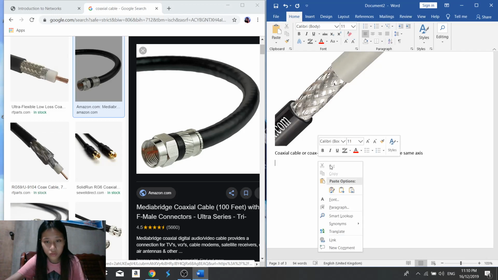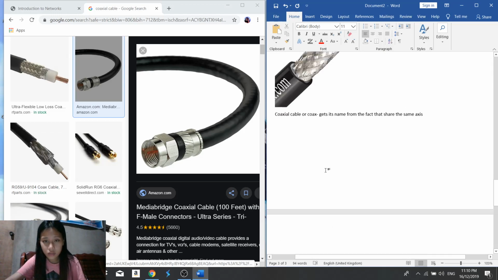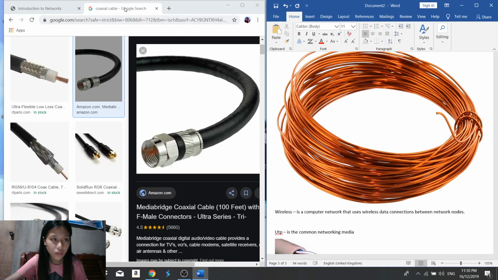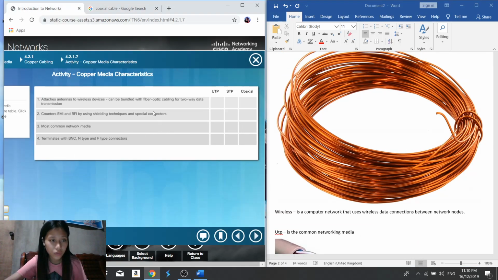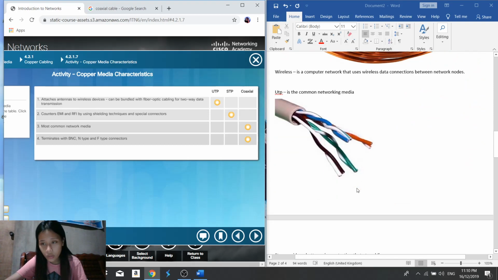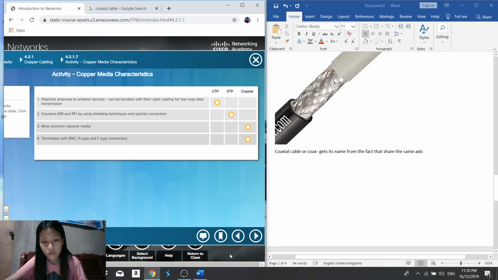So by this you can now answer this one. Attaches antennas to wireless devices, can be bundled with fiber optic cabling for two-way data transmission, which is the UTP. Counters EMI and RFI by using shielding techniques and special connectors, which is the STP. The most common network media, which is the coaxial, and terminates with BNC, N-type, and F-type connectors, which is the coaxial. So as I said, this can be the guide for this one.